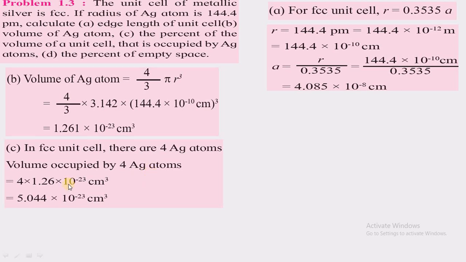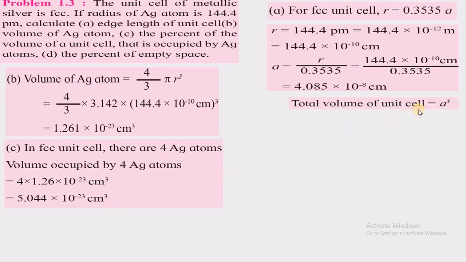Volume occupied by 4 Ag atoms is equal to 4 into 1.261 into 10 raised to minus 23 centimeter cube, and here you will get 5.044 into 10 raised to minus 23 centimeter cube. This calculation you must do by using log table.